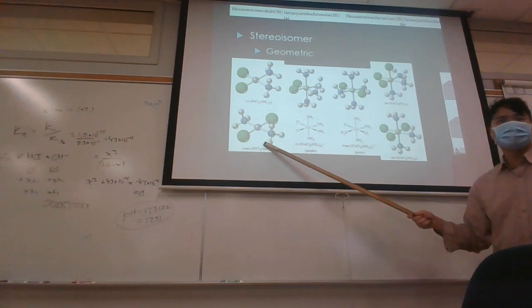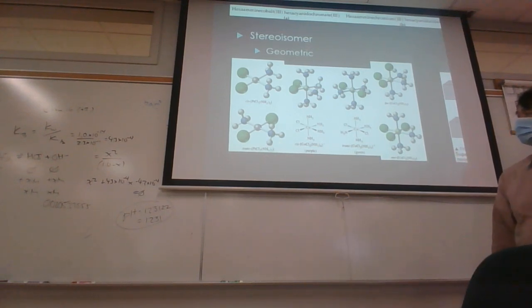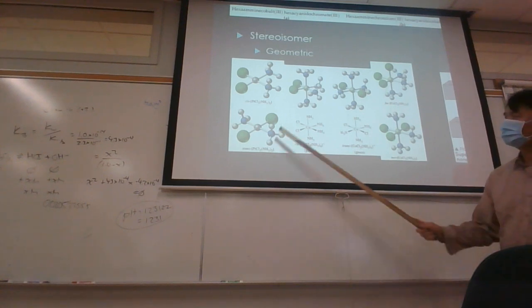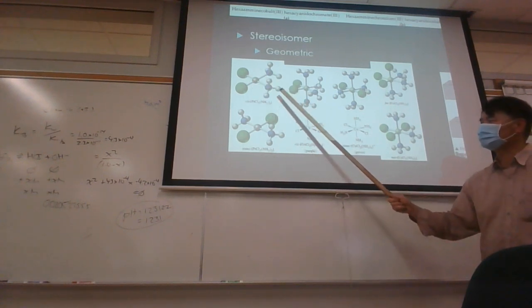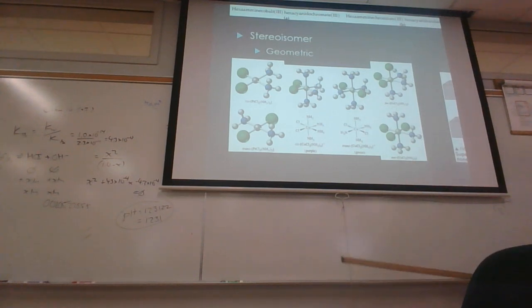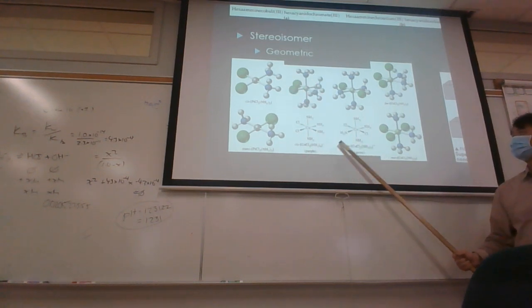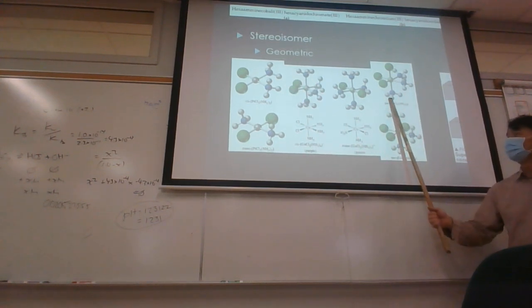Transplatinum doesn't work at all. Sometimes it's hard to make. Sometimes you only make one of these. Sometimes you make both of these. It's just all probability, and it depends on what atoms break and form. Oftentimes you make a mixture of these, cis and trans. All right, so these are geometric isomers, and the geometric isomers again are cis, trans, mer, fac.